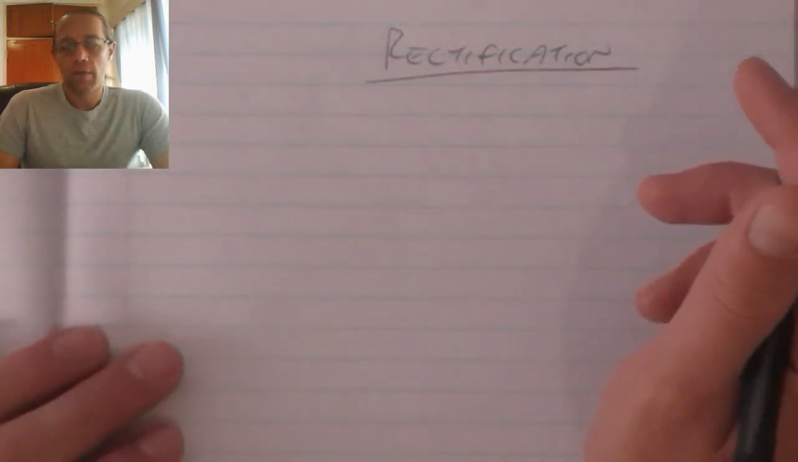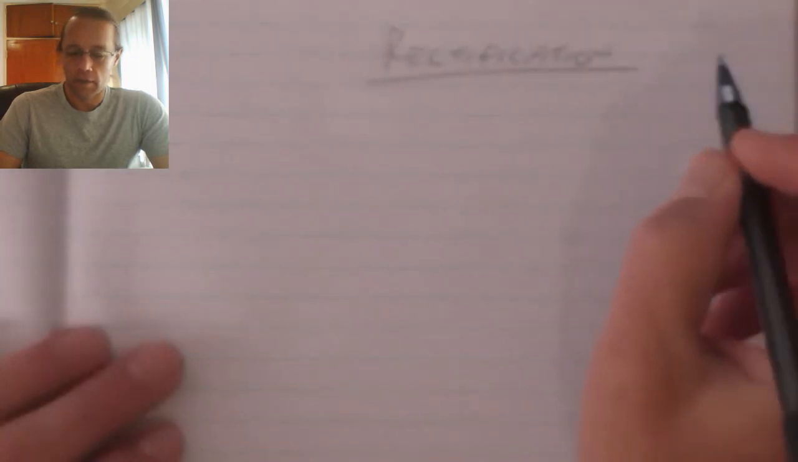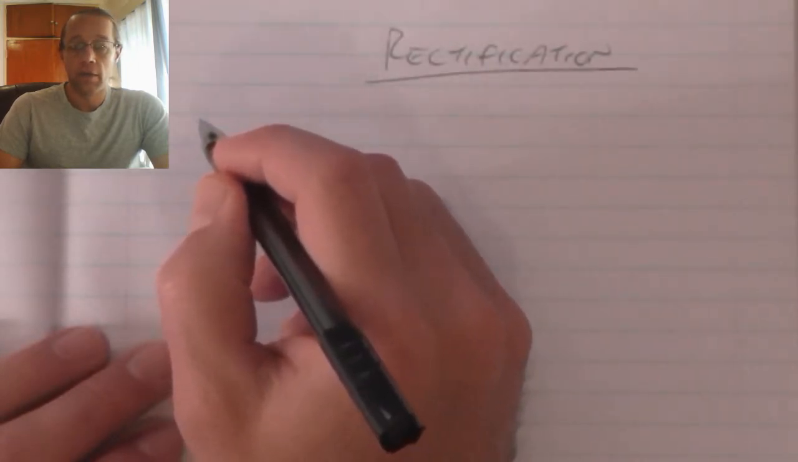Rectification is the process whereby we're converting alternating current into pulsating direct current. There are three methods in doing this. First is half-wave rectifiers.